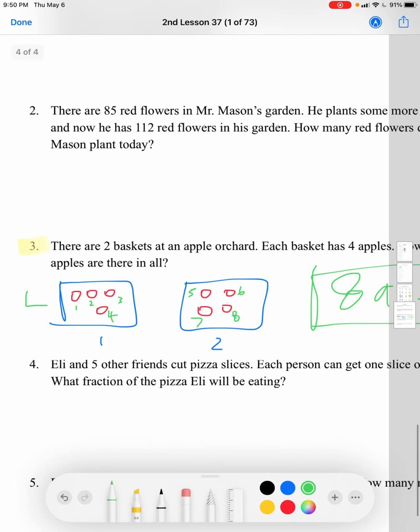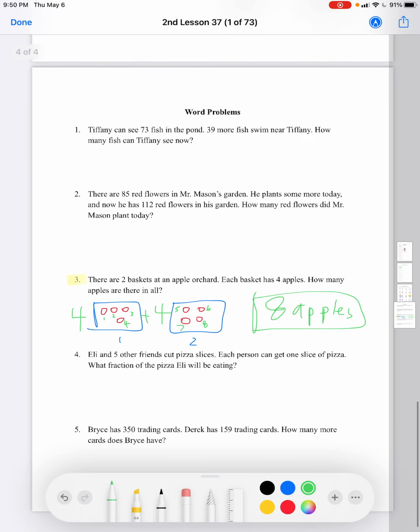Or since you know we have 4 here and 4 here, you can just add 4 plus 4, which equals 8. And that is the answer.